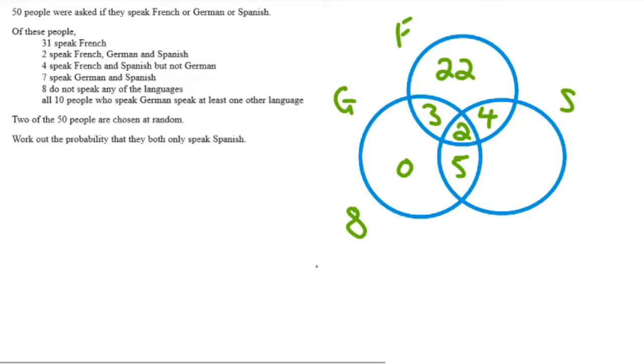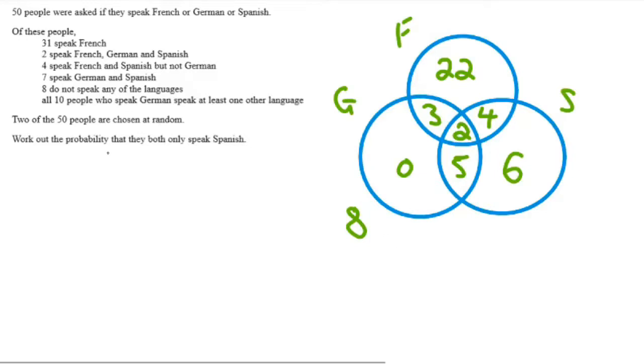And from that, with all the rest of these numbers, we can finally work out what only Spanish is going to be. And that, obviously, you can see, is what we're trying to work out. So, just to add up all of the numbers we already have, 22 add 3 is 25, add 2 is 27, add 4 is 31, because the whole French is 31, add 5 is 36, and add 8 is going to be 44. Obviously, add 0 doesn't make a difference. If that's 44 people, and we know there are 50 in total, that leaves 6 people being only Spanish.